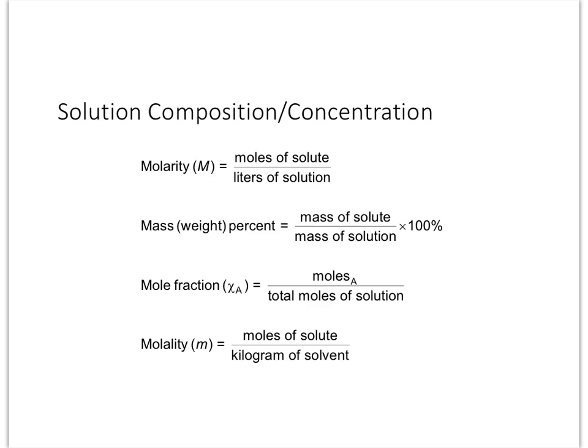In this class, or in chemistry in general, there are different ways to express the concentration of a solution. The most common one you're going to see in here is the molarity, which you did in Regents chemistry. Molarity is equal to moles of solute per liter of solution. Mass or percentage by mass is another type: mass of the solute divided by mass of solution times 100.